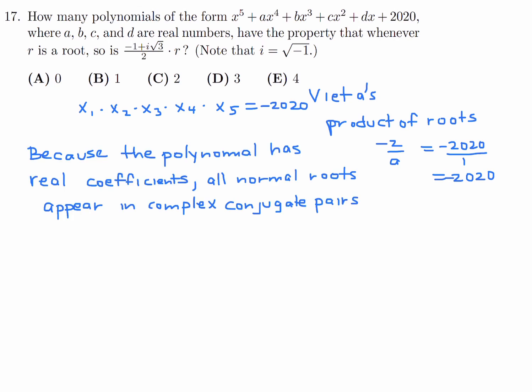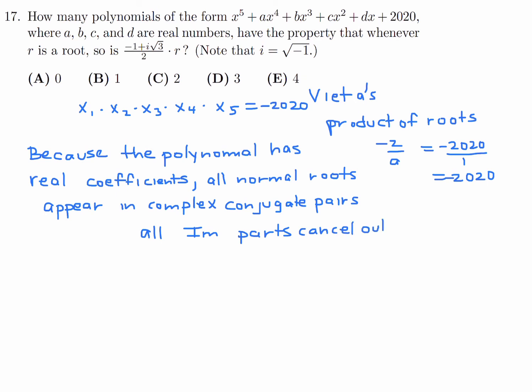And I think that is illustrated best by the product, actually, because the polynomial has real coefficients, all nonreal roots appear in complex conjugate pairs. If all the roots have variation, some have an imaginary part and some don't, when you multiply them all together, the result is just a real number, minus 2020. You see, there's no imaginary part. There's nothing with i. So that means the i's canceled out.